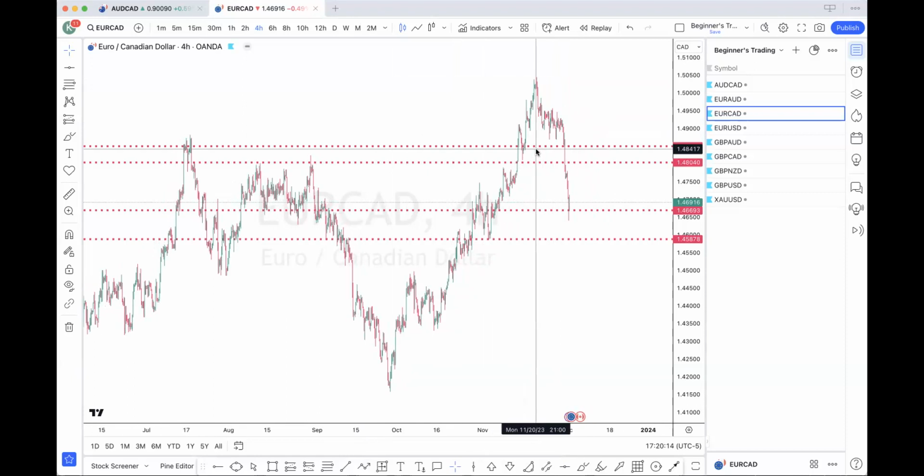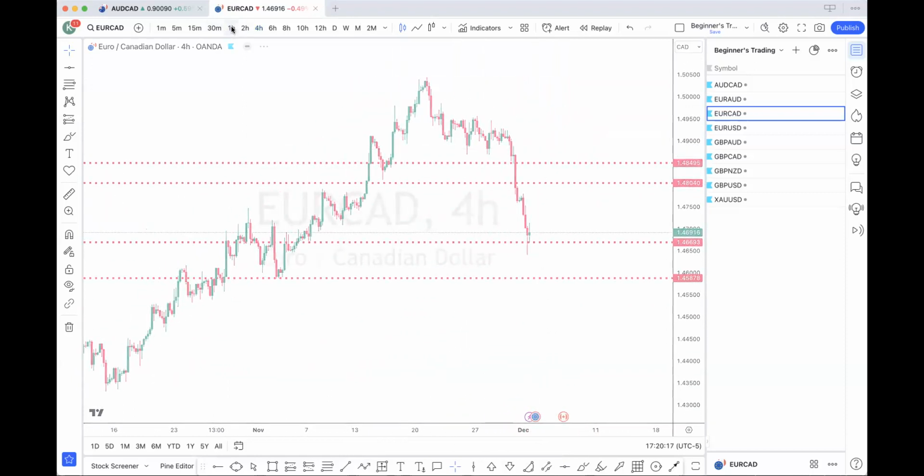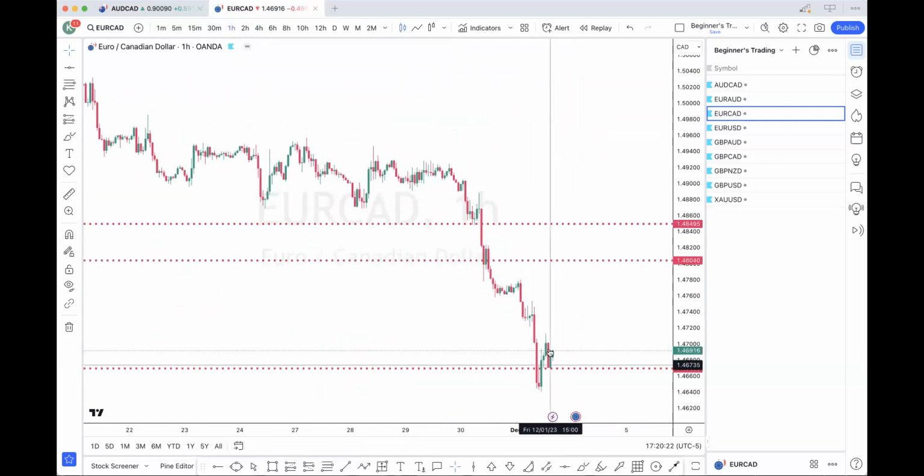Okay. And then once price, you go down to the 1-hour. And as you can see, price is located right here at a key level.